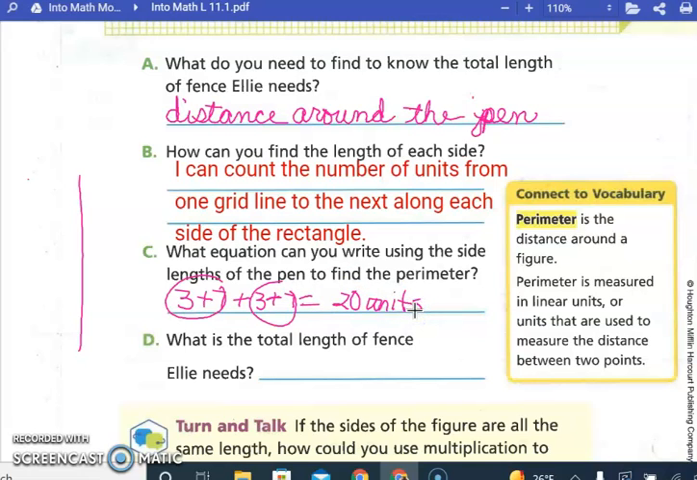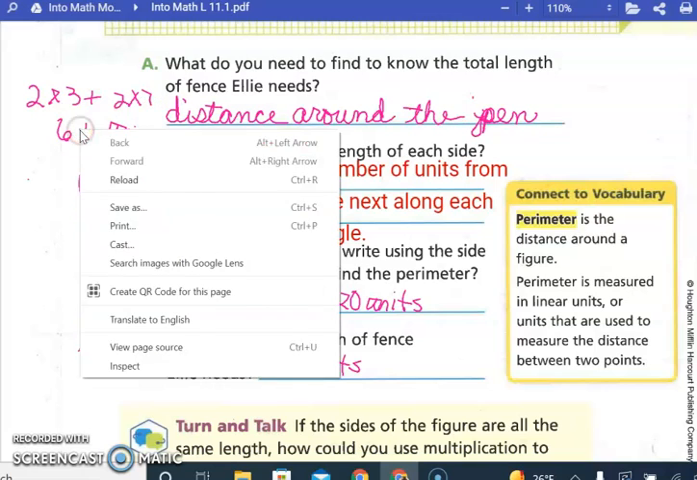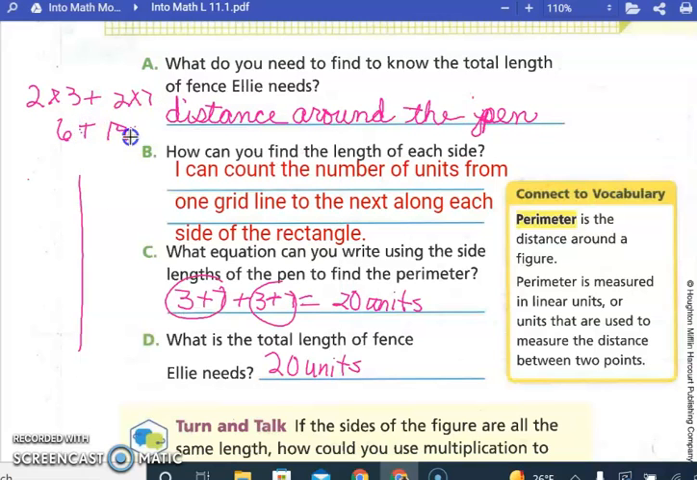What is the total length of the fence Ellie needs? 20 units. So we could have done 2 times 3 plus 2 times 7, right? And gotten 6 plus 14, which is equal to 20. So we could have done that in a lot of ways, right?